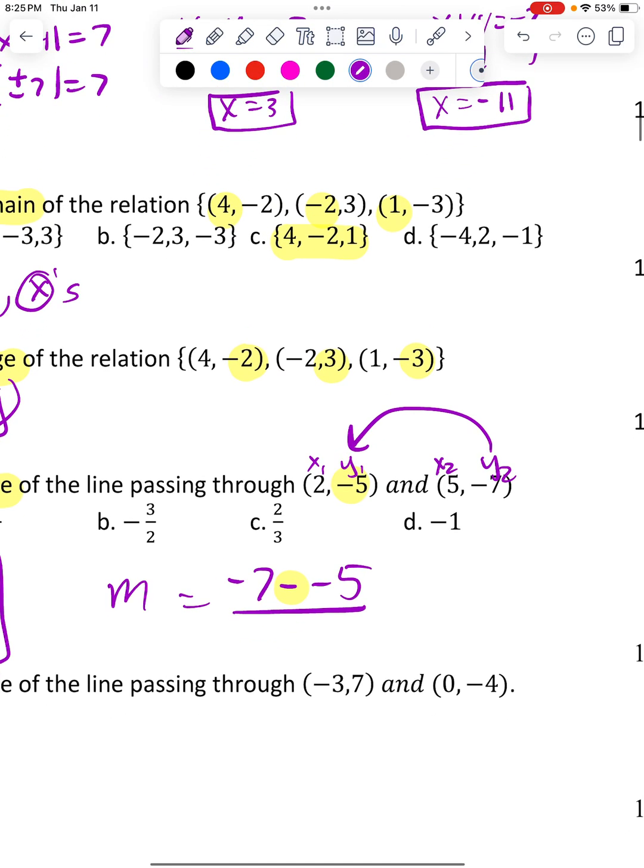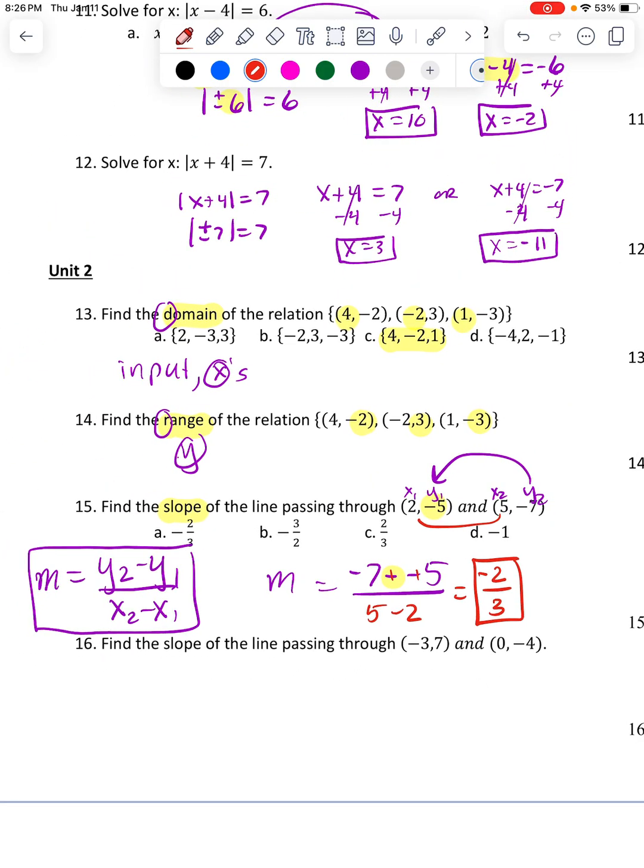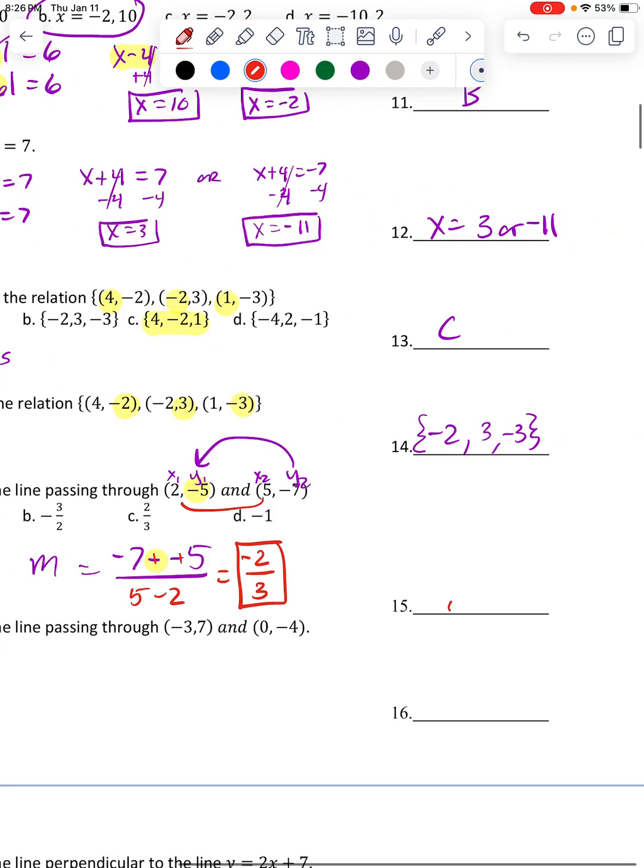So ultimately what happens there is these cancel out and become positive. Now on the bottom, x2 minus x1, there are no negatives. So on the top I have negative 7 plus 5, and on the bottom I have 5 minus 2. So I get a slope of negative 2/3. This one's a multiple choice, and that matches with A.